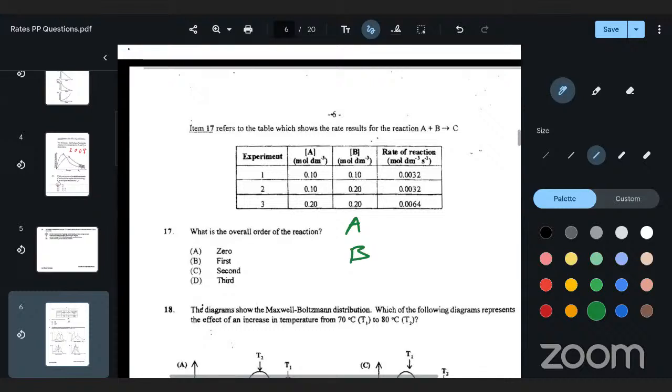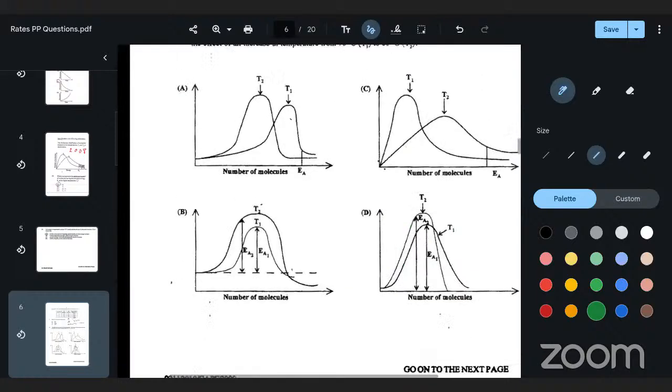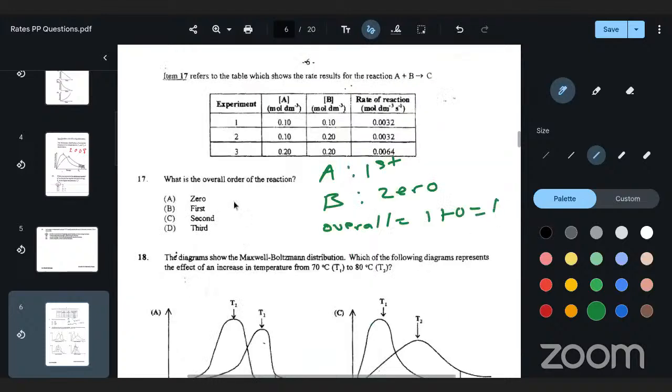Sir, the order of reaction with respect to A is first. Okay, yes. And the order of reaction with respect to B is 0. We're all agreeing with this. Yes, sir. You're correct. So the overall would be 1 plus 0. So that's 1. Let's scroll back up. So the overall order would be a first order reaction.